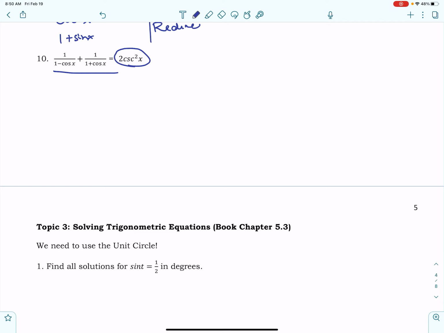So we've got two fractions added together. We have to get an LCD. So that is my very first step. I'm going to get an LCD. Obviously, it's going to consist of 1 minus cosine x and 1 plus cosine x. So I am just going to rewrite this and then multiply both sides by what's missing.